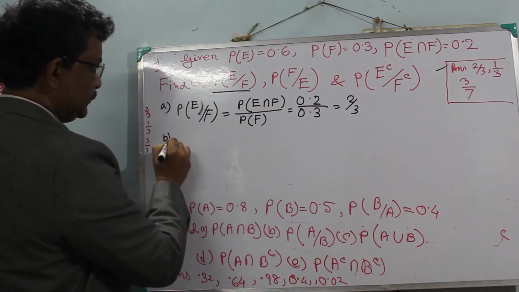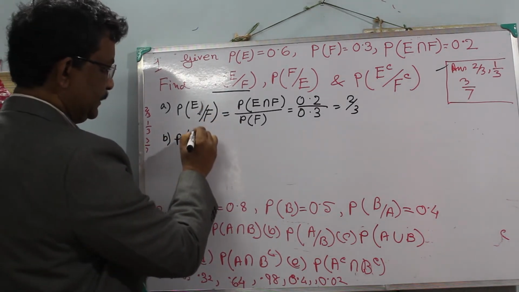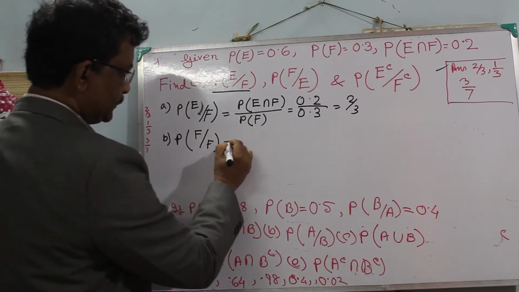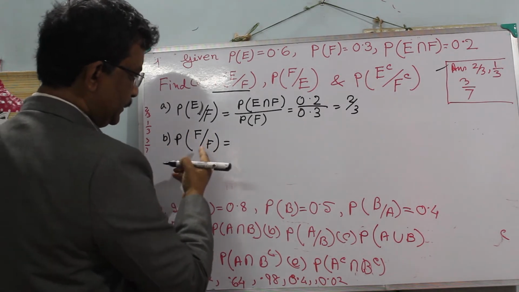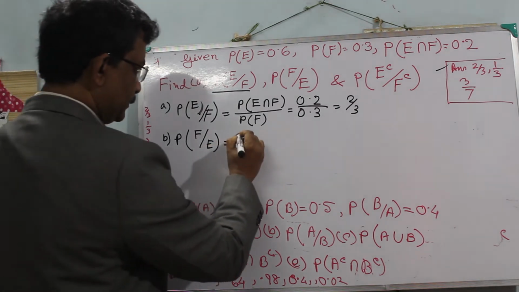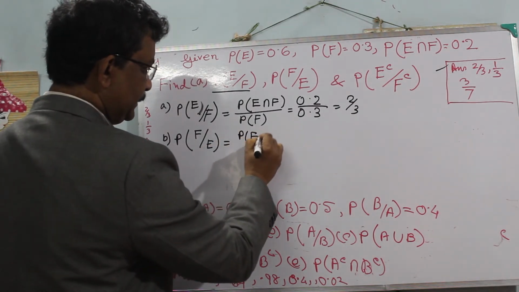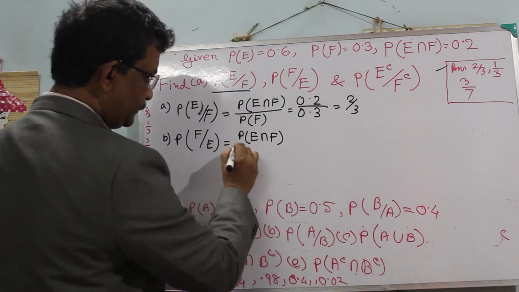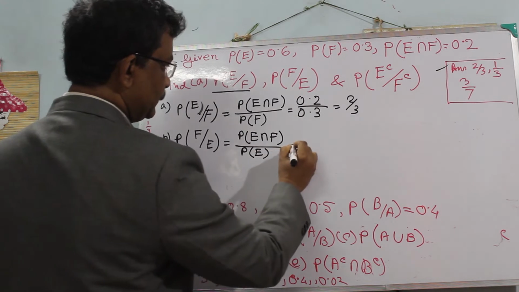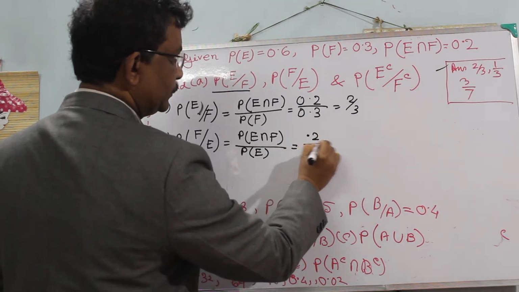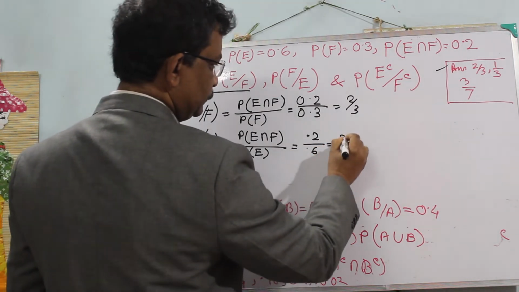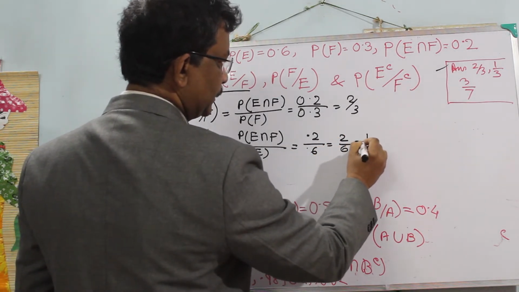Then B, probability of F when E has occurred. Same thing, first intersect of F and E, E and F or F and E, same thing. So this is equal to probability of E intersection F divided by probability of E. So probability is 0.2 divided by 0.6 equal to 2 by 6 equal to 1/3.